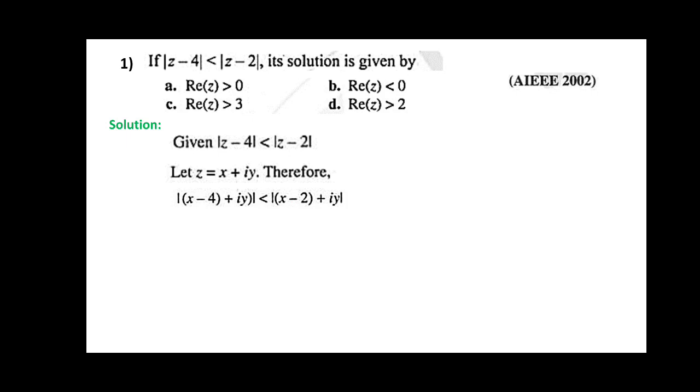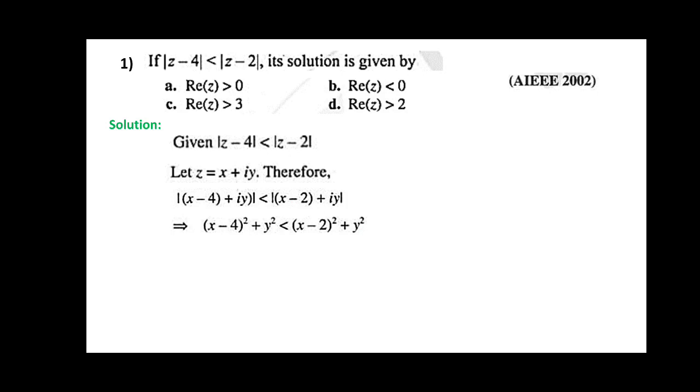Similarly, for the right hand side, that is the magnitude of x minus 4 plus iy, which means we have to take the square root of the sum of squares of the real part and imaginary part. So on both sides we can take that square root and cancel it. Therefore, we can write simply (x minus 4) whole square plus y square, which is less than (x minus 2) whole square plus y square, because we have removed square roots on both sides.